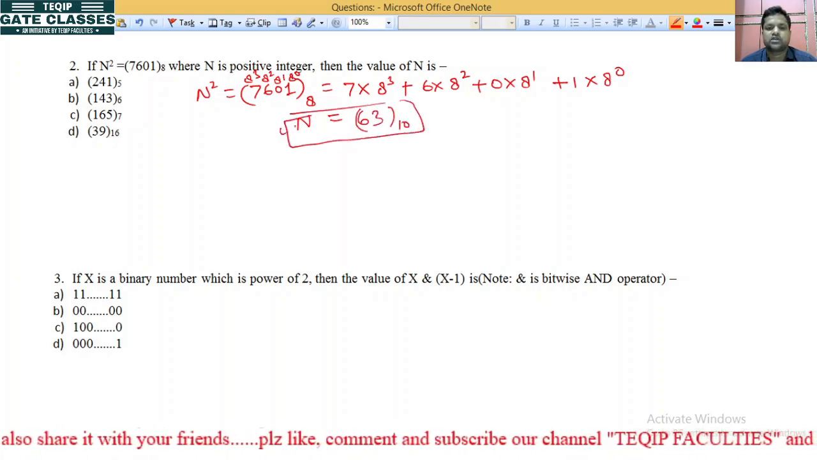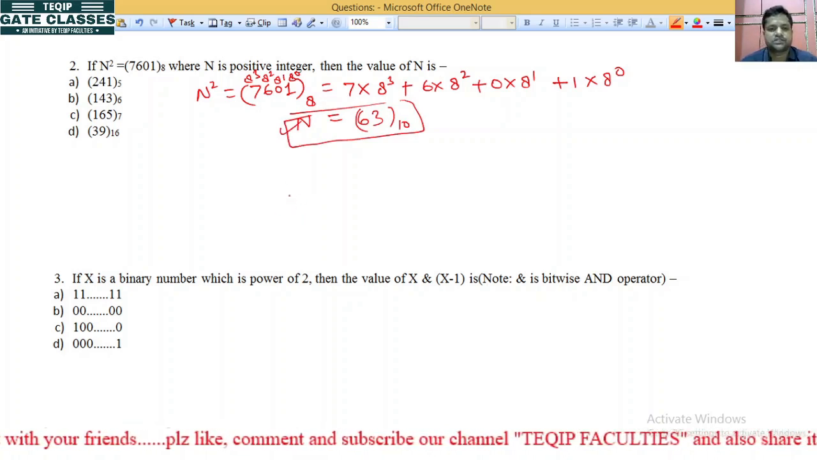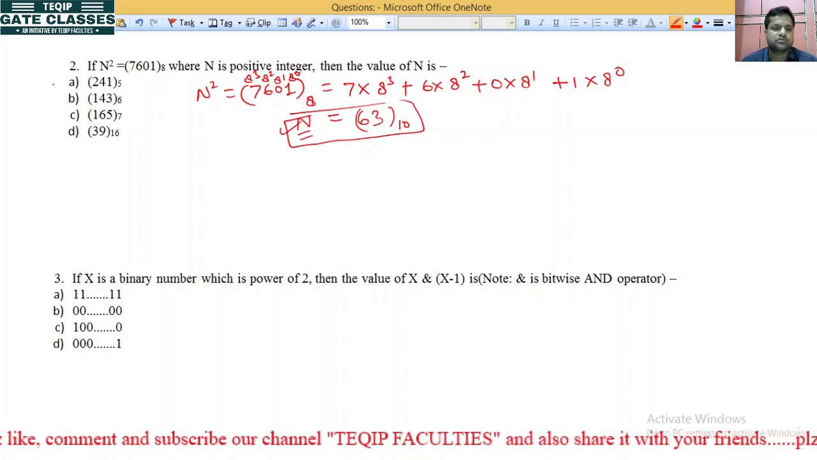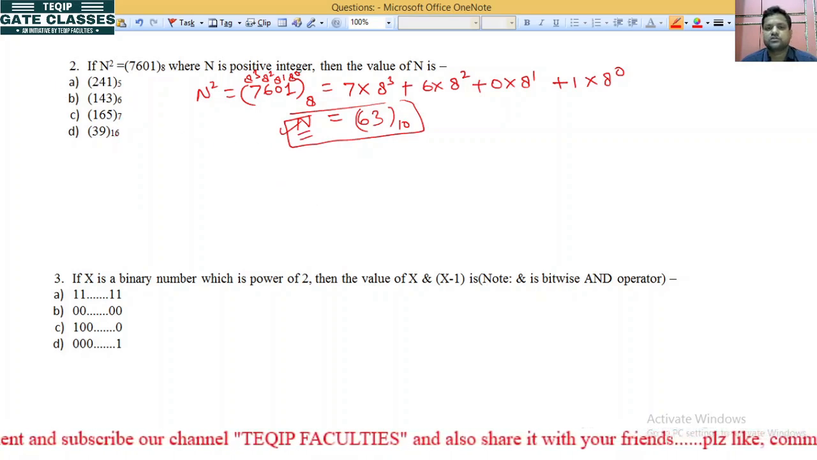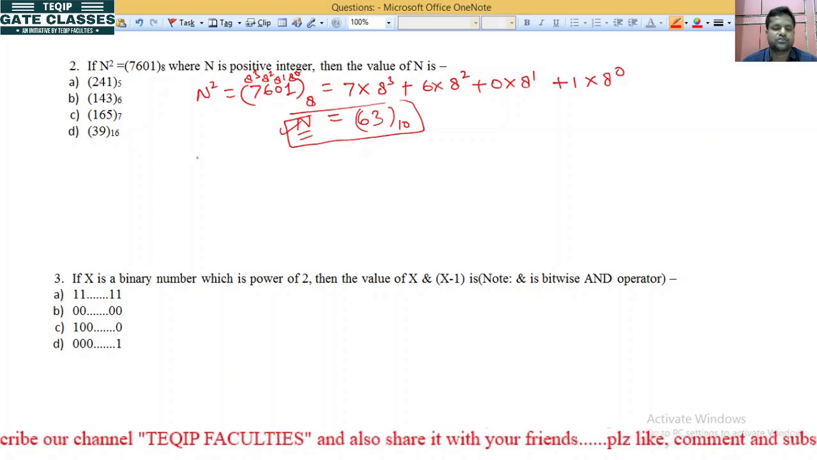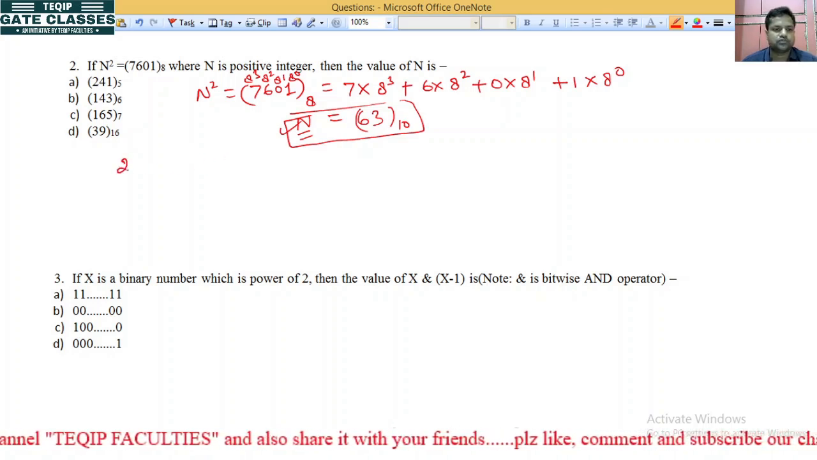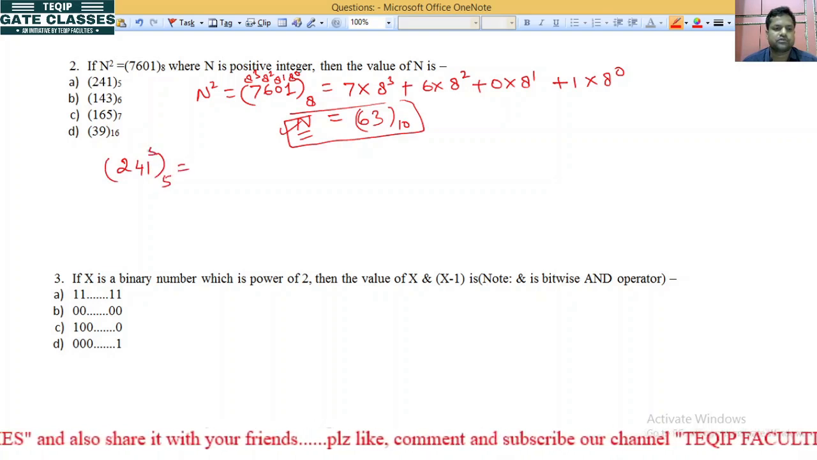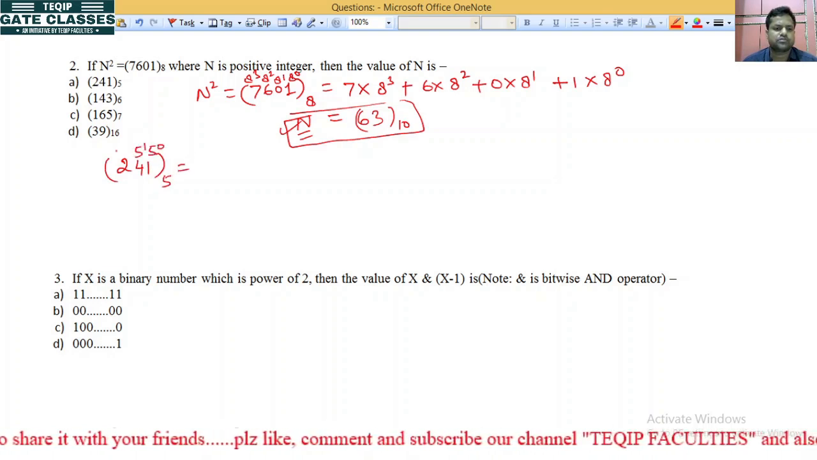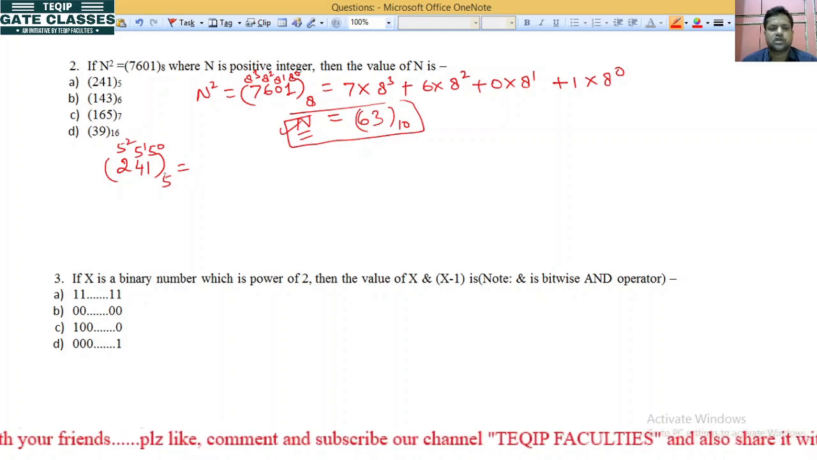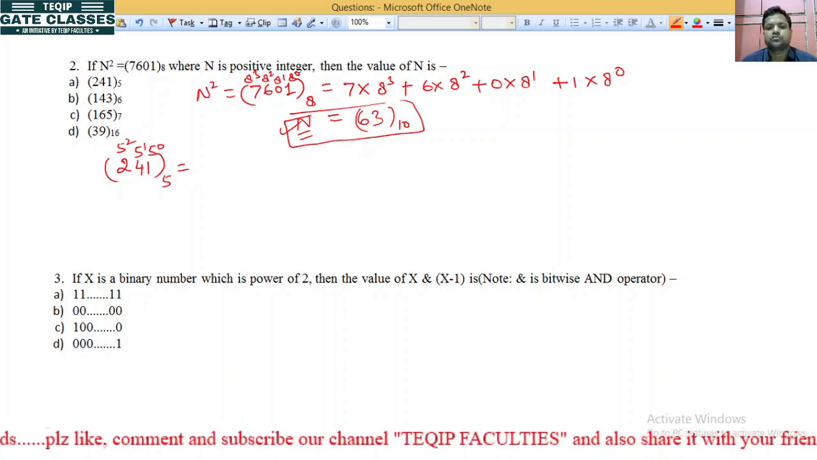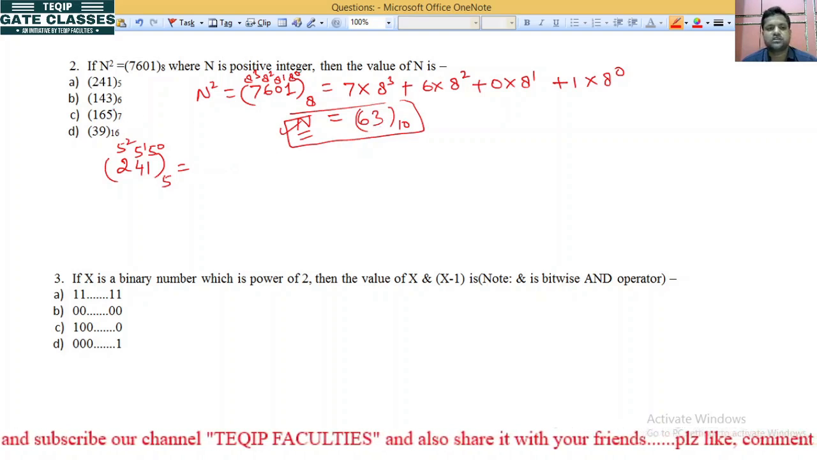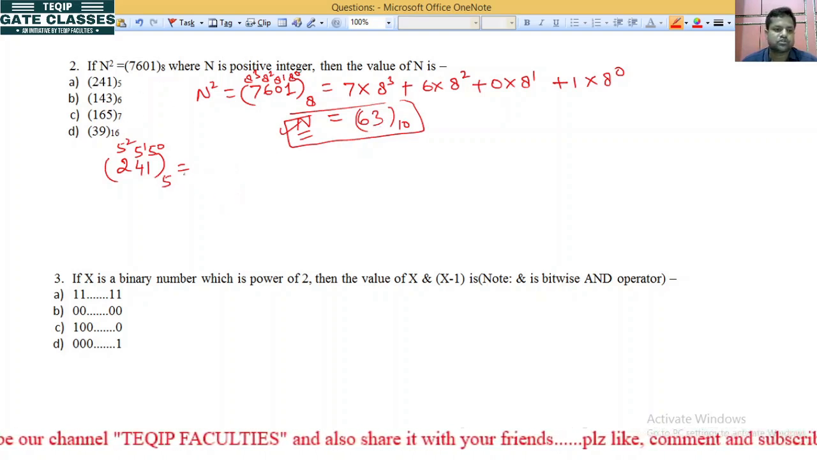The value of n square will come here, and what value of n will you get? From here you will get 63. Right. So if you get 63 from any of these, then that will be the correct option. So I have 241 base 5, okay na, so it will be base 5. I am going to convert it into base 10. If in base 10 it is equal to 63, then this option will be correct.